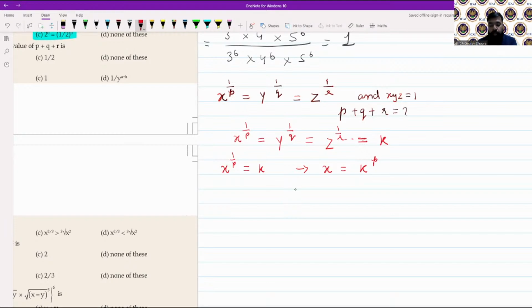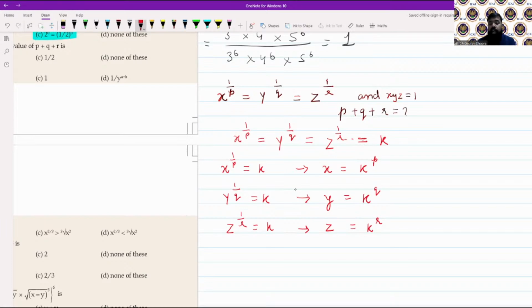Similarly, y to the power of 1 by q is equal to k. So we can write y equals k to the power of q, and z to the power of 1 by r is also equal to k. So we can write z is equal to k to the power of r. So this is the very first step in such questions. Okay, this is the first step.